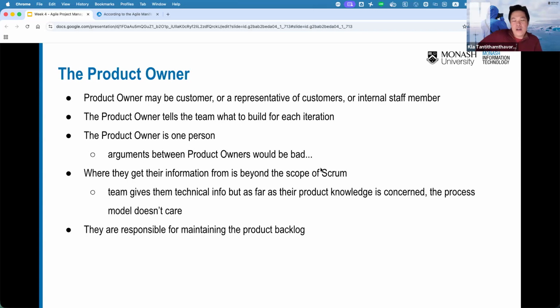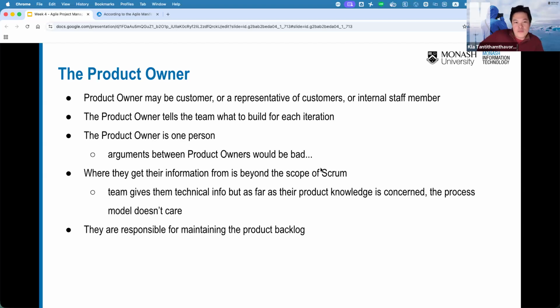So the product owner, normally they may be the customer, they may be a representative of the customer. Basically the product owner represents the customer. They know what the customer wants. Okay, it's more like a requirement engineer or the business analyst. They're the same roles. It depends on how the company wants to call them. Okay.